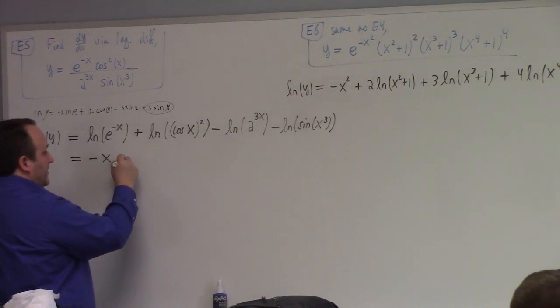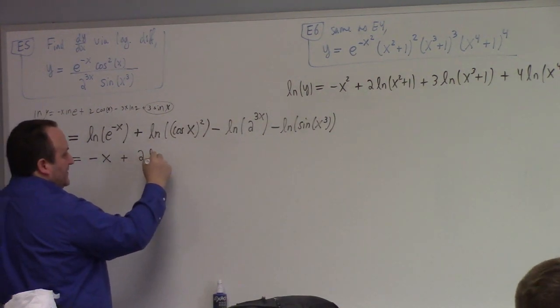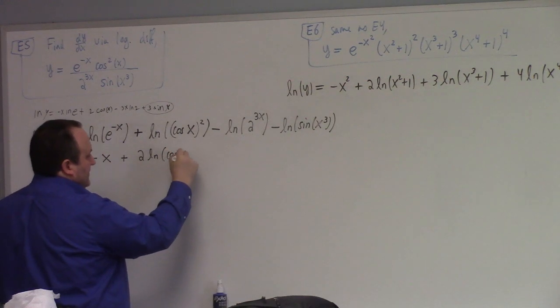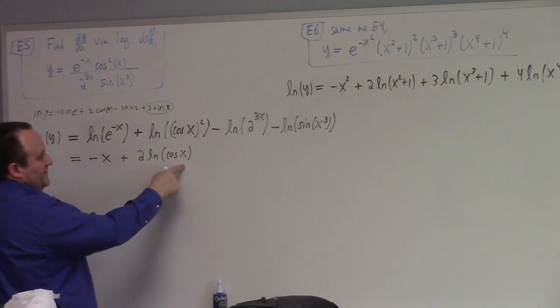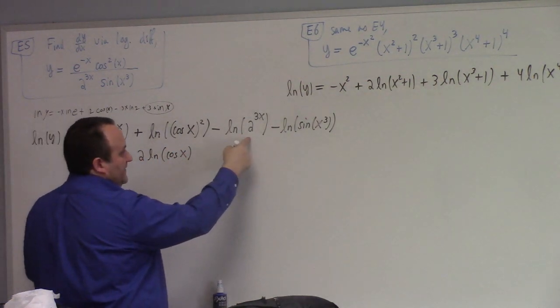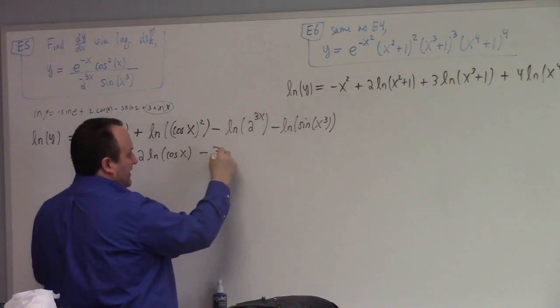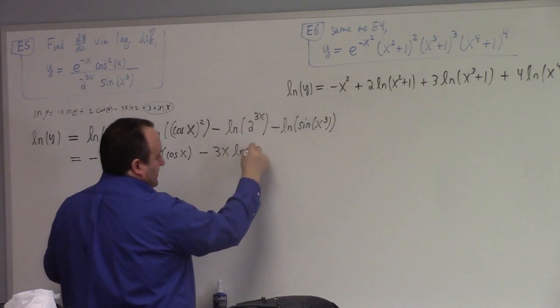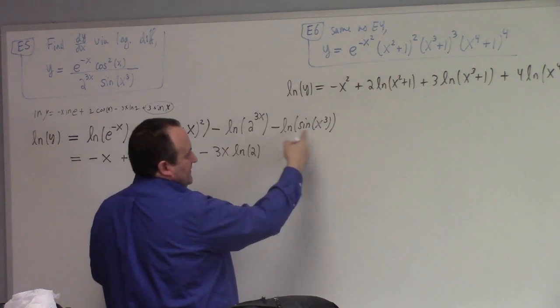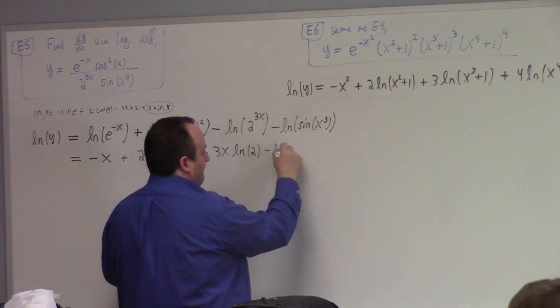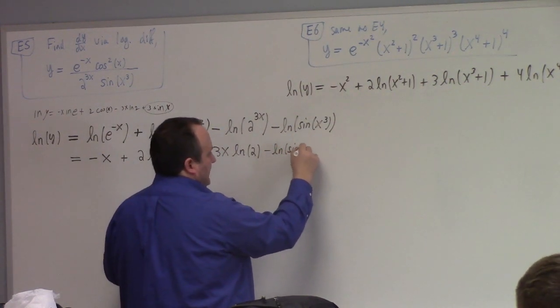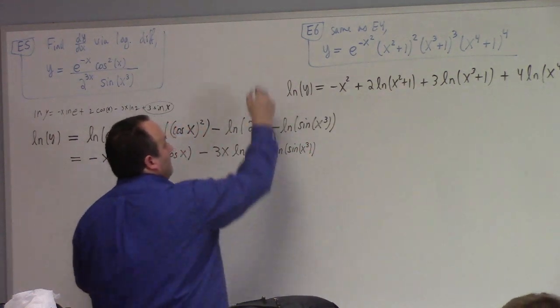This right here, you're almost right, but you lost your log. So don't lose your log. So natural log of cosine x here. And this one is just minus 3x natural log of 2. And this is what it is. There's really nothing more to do there except write it again. All right?